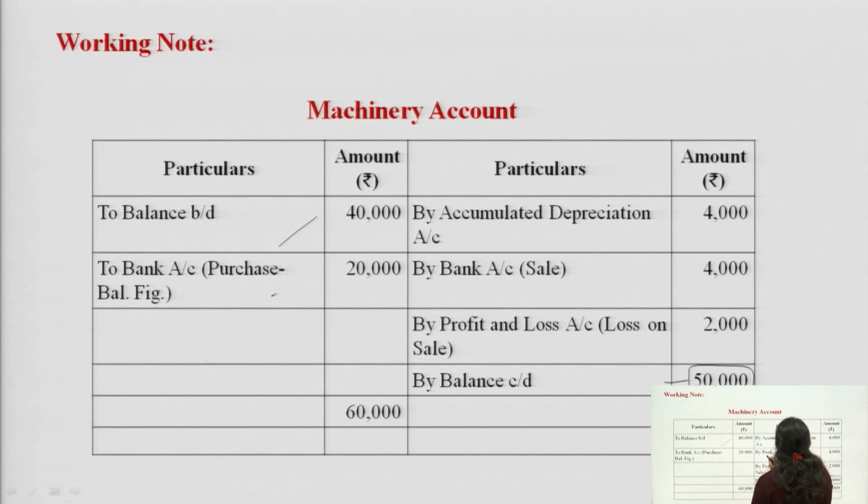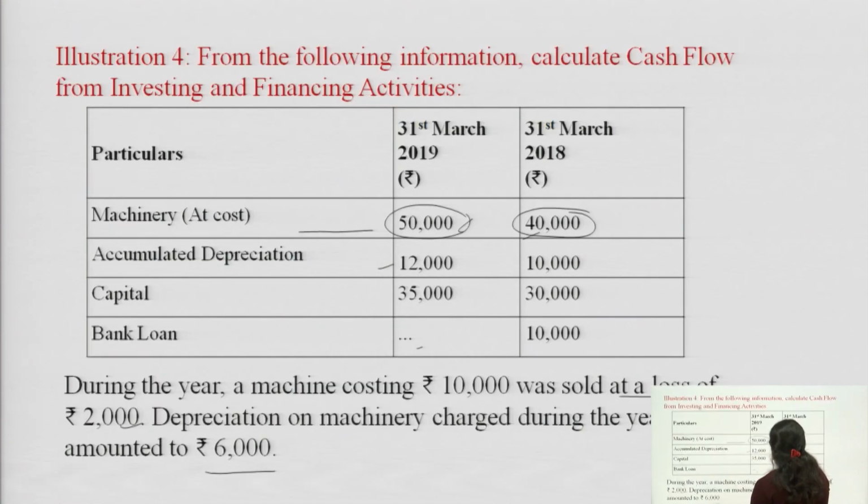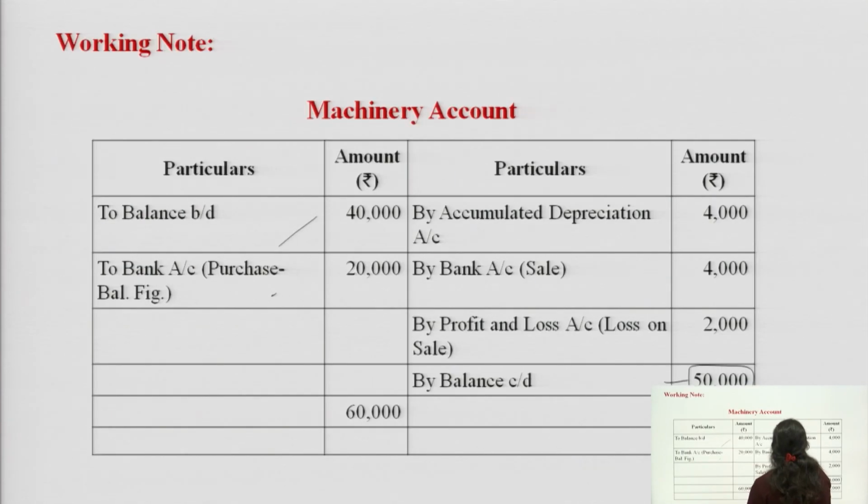It is being taken from the question from the balances. Okay. Now, we will talk about the adjustment that is being given: during the year machinery costing rupees 10,000 was sold at a loss of 2,000 rupees. This loss will be transferred to the machinery account. Depreciation of machinery charged during the year was 6,000. So, the loss which has arisen was the 2,000 rupees.